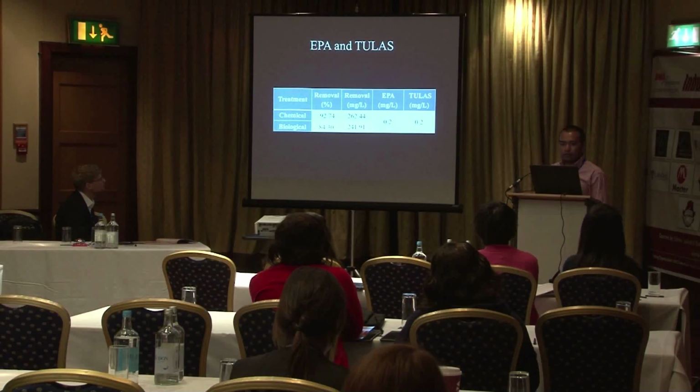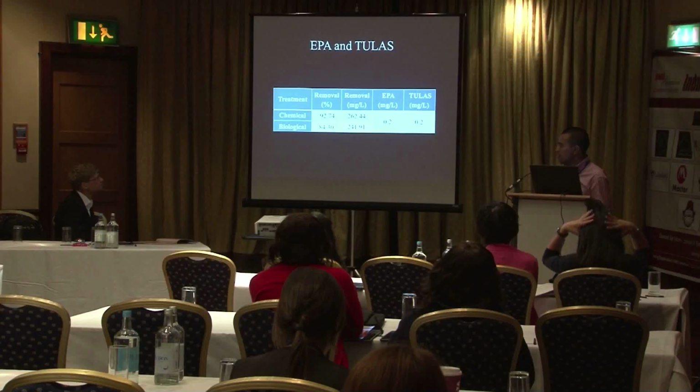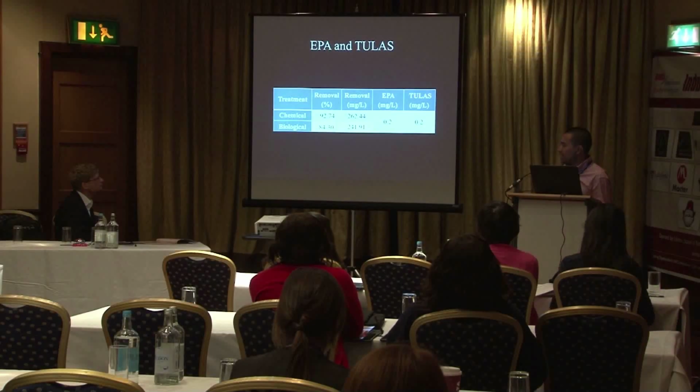When we review these results against the literature and what is expected by environmental law, we didn't get to those limits of free cyanide. Comparing with EPA and TULAS, which is from Ecuador, both treatments didn't get to 0.2 milligrams per liter, which is needed for an effluent to be discharged to any river or lagoon.